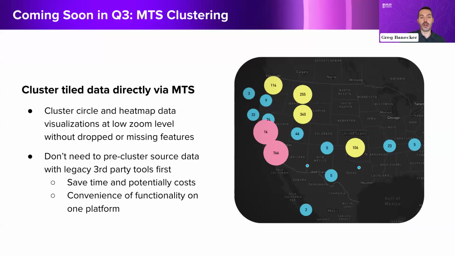We are also introducing clustering for MTS. This is a relatively small change, but something that I know a lot of customers are excited about. So you can cluster, circle, and heat map data visualizations at low zoom levels without dropping features. You can see an example here on the right. Now you don't need to pre-cluster your source data with a legacy third-party tool. This could help save time and potentially costs, and it's just much more convenient now that the functionality is supported by MTS.